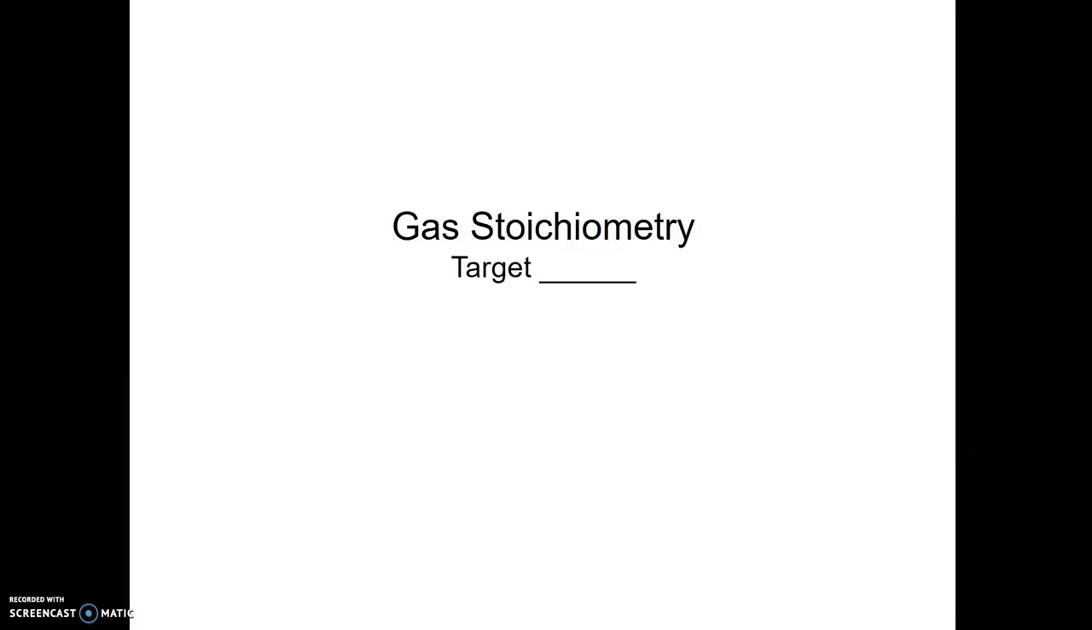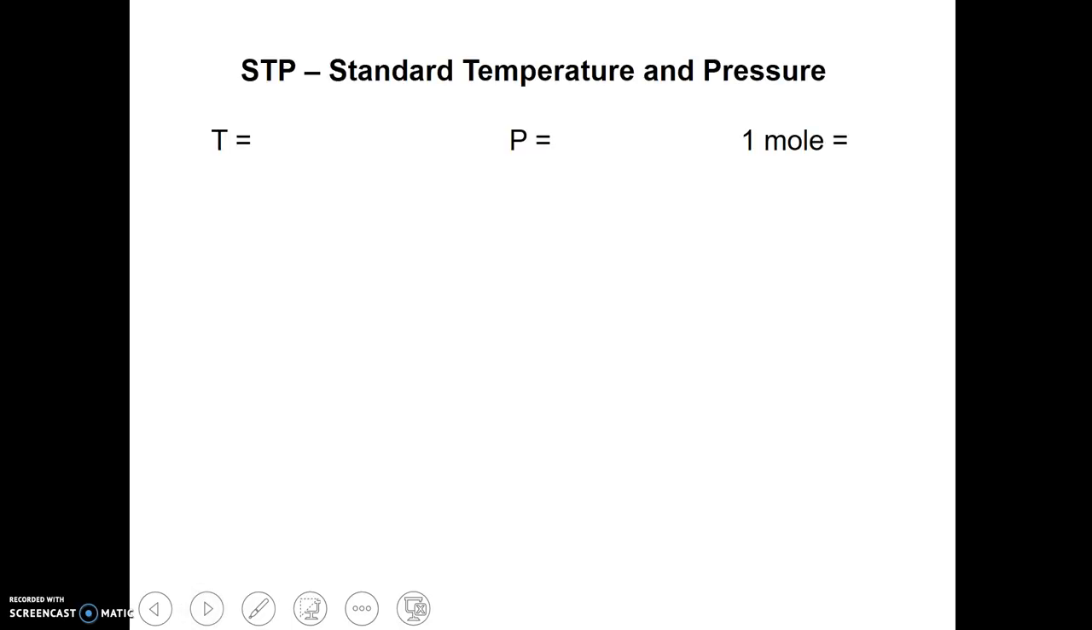Hey everybody, it's back, gas stoichiometry. So, our gas stoichiometry happens to be target 10.9, which is our last target before our unit test. And so, the way that gas stoichiometry works is it kind of depends on standard temperature and pressure.